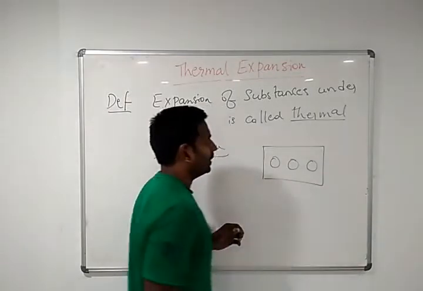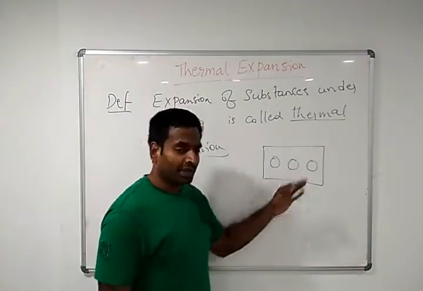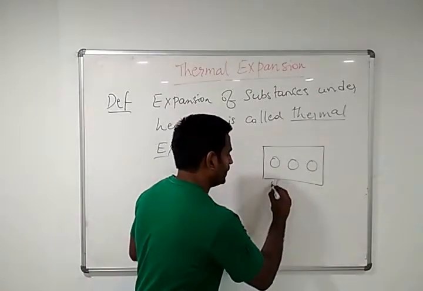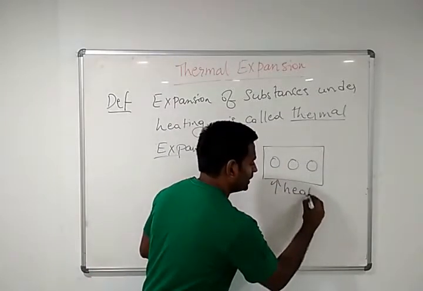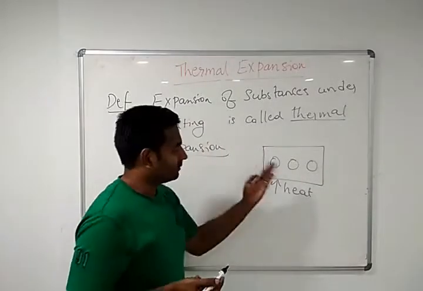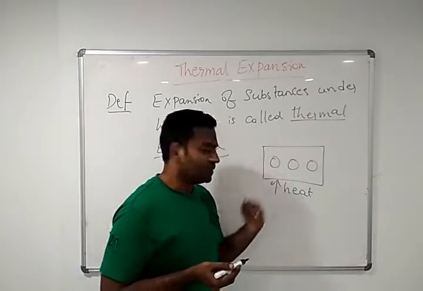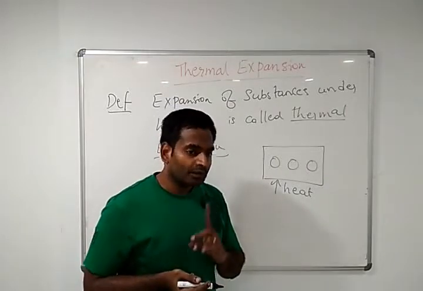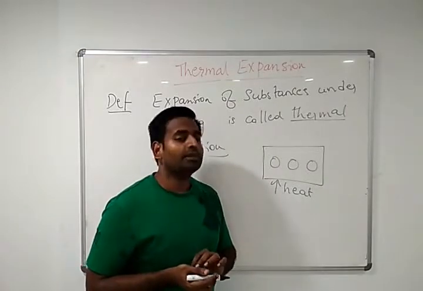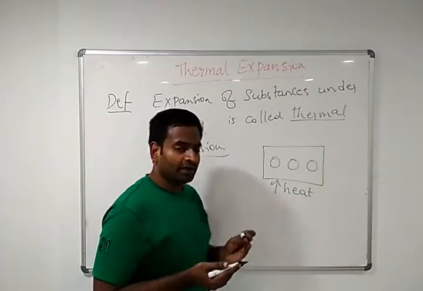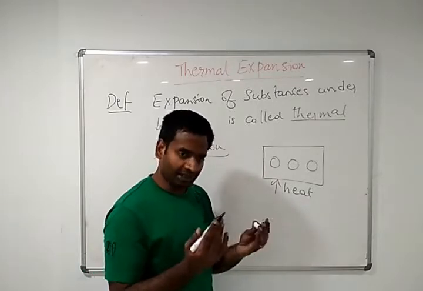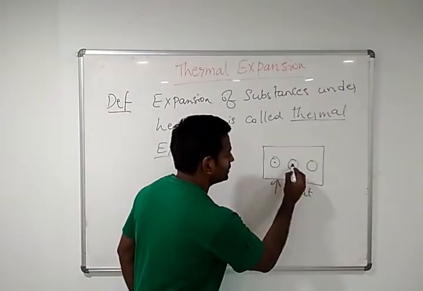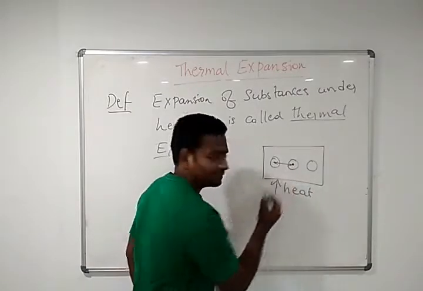So we know that all matter consists of particles. These particles, when we supply heat to them, that is what heating is, right? So we supply heat energy. When we supply heat energy, what happens to those particles? They start moving vigorously and so they move away from each other. Perfect. They will vibrate vigorously. So initially the distance between these two particles is this, correct?